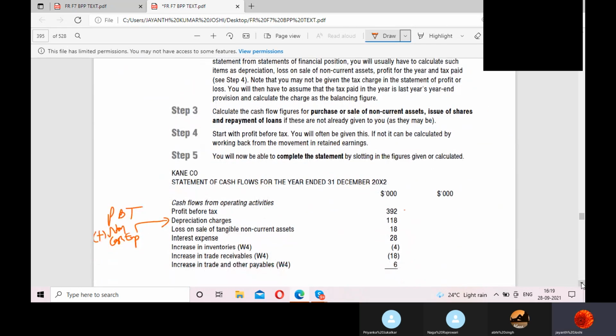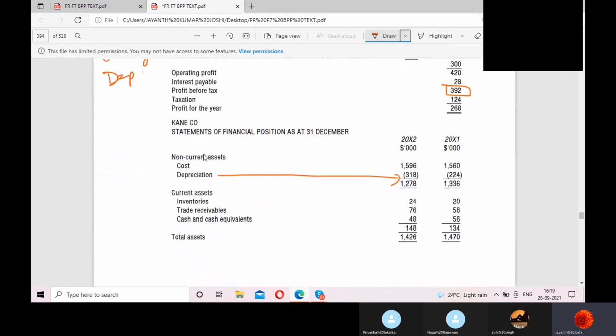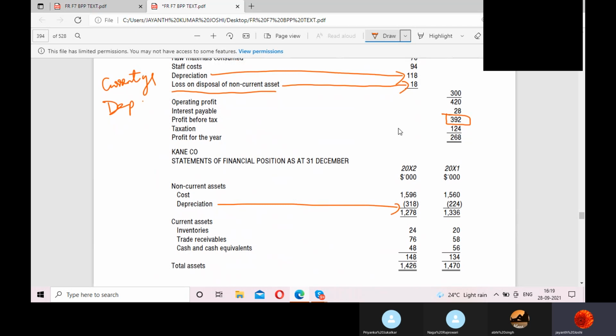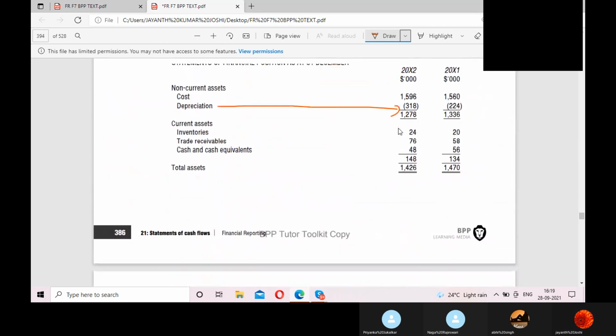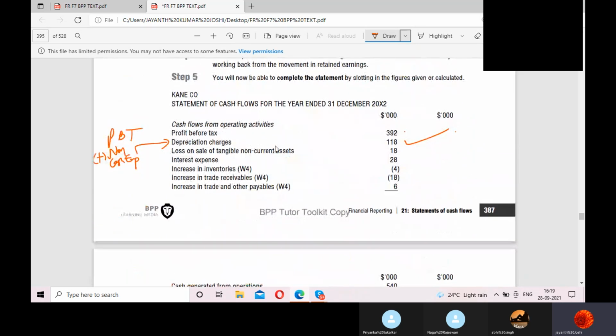So we add the non-cash expense, depreciation. I have written it here. Then some non-operating nature expenses. There is a loss on sale of non-current asset which is 18. Again we will add this non-operating nature expense because our ultimate aim is to find operating profit and then operating cash flows. So this is the loss on tangible non-current assets we have written here.